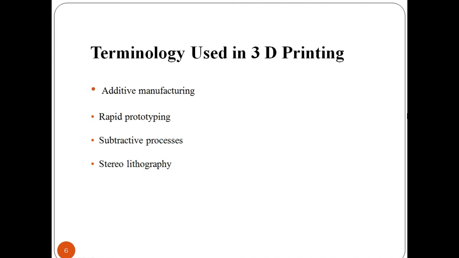What terminologies are used in 3D printing? 3D printing is providing a platform for collaboration that is accelerating innovation and disruption in the material world, just as the Internet fostered collaboration, innovation and disruption in the digital world. Additive manufacturing, rapid prototyping, subtractive processes, stereolithography are some terminologies of the 3D printing process. Let us discuss the meaning of each terminology.